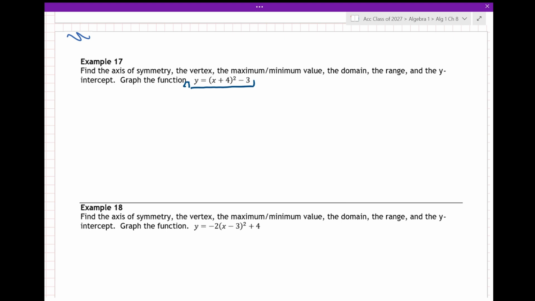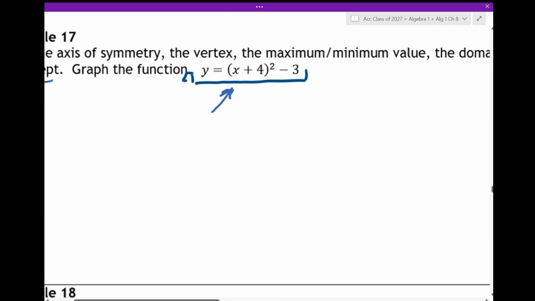All right, we're looking here at example 17, and like I said in the previous part of the video, I'm not going to list out the axis of symmetry or the vertex, the maximum or minimum, the domain, the range, or the y-intercept. I think you guys are good enough at doing that. Actually, you know what? I will list out the y-intercept. I for sure want to graph this guy, though. And whenever I graph these, oftentimes I look at the shifts. So this plus 4 tells us to go left 4 units, and the minus 3 tells us to go down 3.